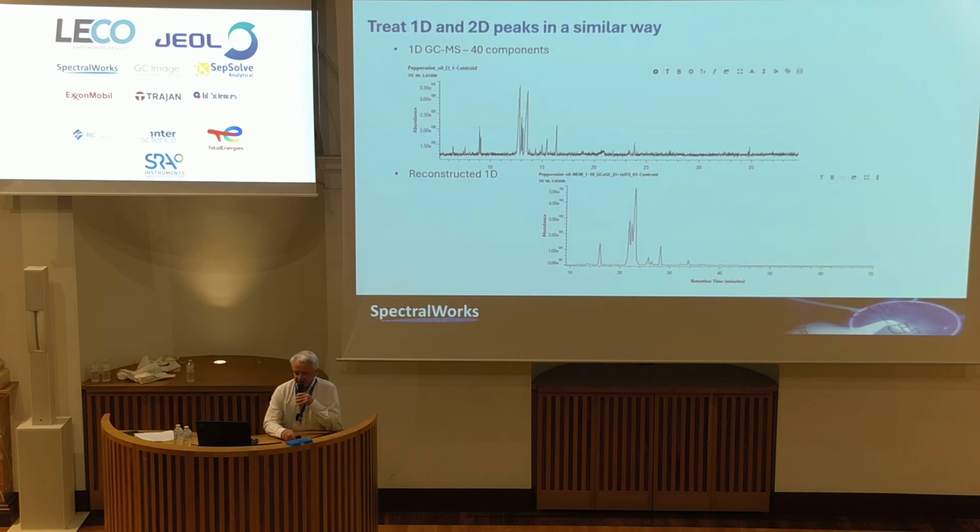But if we look at, say, treating 1D and 2D peaks in a similar way, these are obviously very different acquisitions. The first one is a 1D GCMS chromatogram, and the one below it is a reconstructed 1D GCMS chromatogram from 2D data. From this, you can actually see we're losing some of the primary resolution in that second chromatogram because the modulation time is too long. In this particular case, it was 8 seconds.